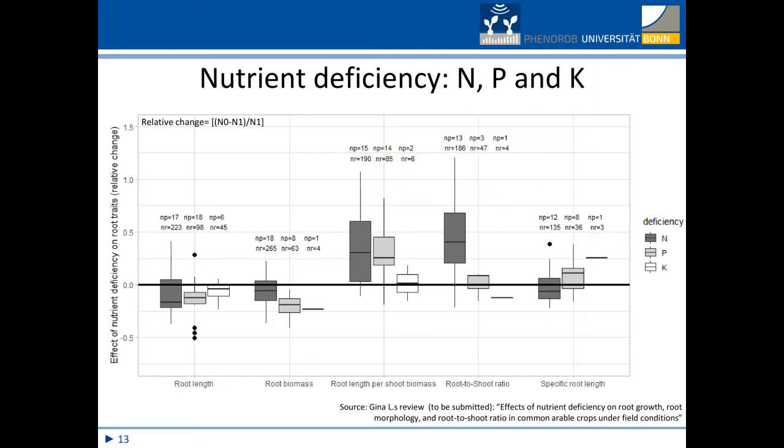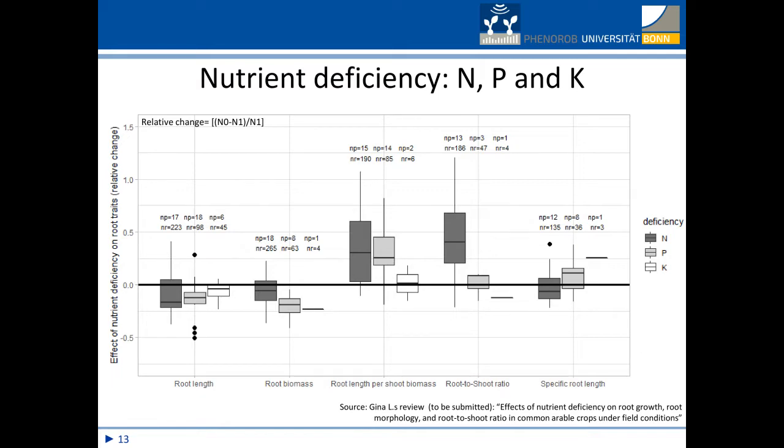After addressing the effect of drought on root characteristics, let's now have a look at the effect of nutrient deficiency on root characteristics. Here, I will only address nitrogen N, phosphorus P and potassium K. This figure was generated by Gina. She wrote a review about the effects of nutrient deficiency on root growth, root morphology, and root-to-shoot ratio in common arable crops under field conditions, and she analyzed the results of about 50 papers.